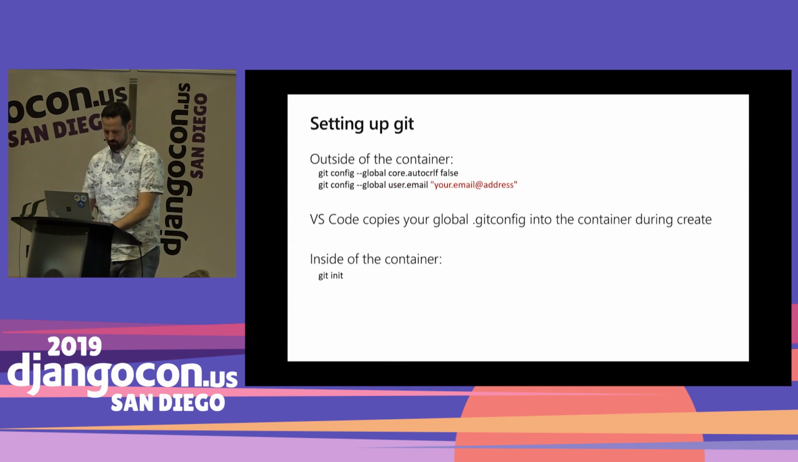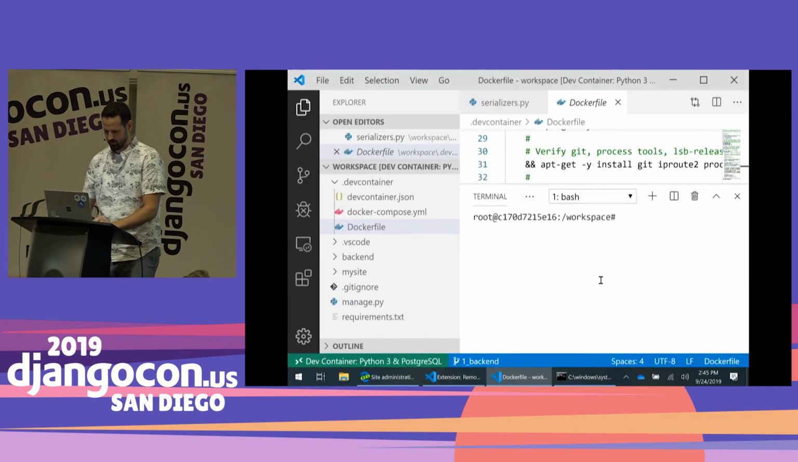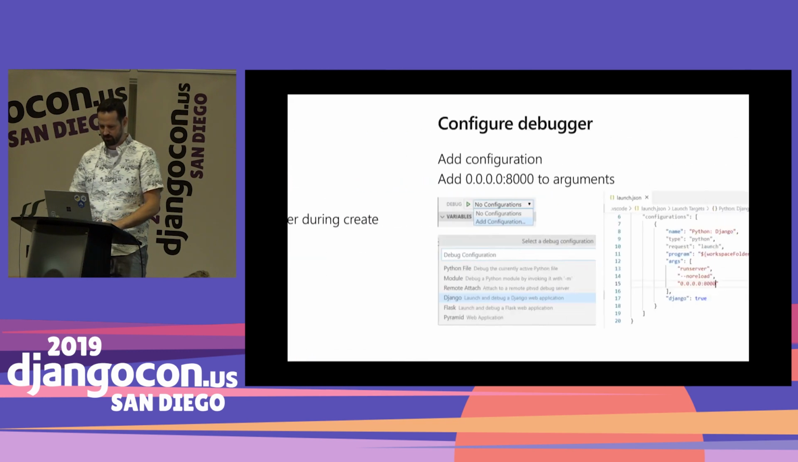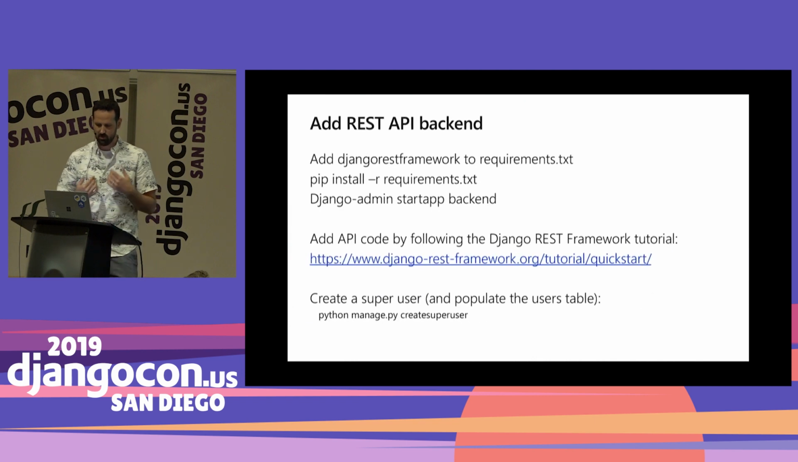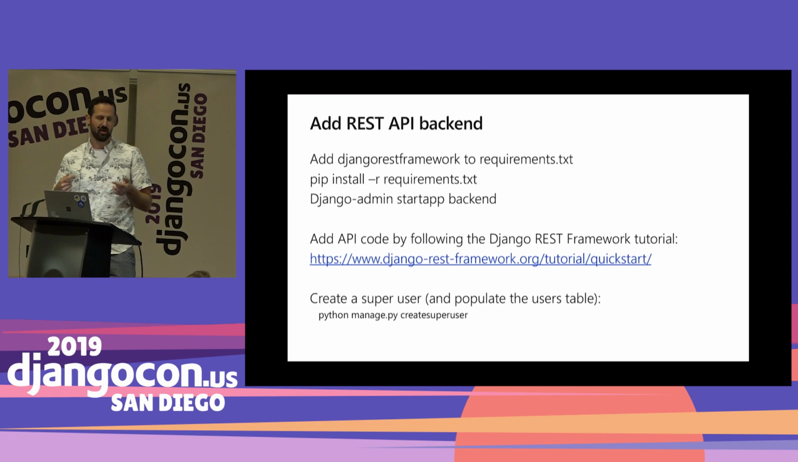All right, we'll come back here. I forgot to cover Git, but I'll get to that later. So I've opened this new dev container here, and to add the API code, what I've just done is follow the Django REST framework tutorial that's available at this link, and I added the Django REST framework package.